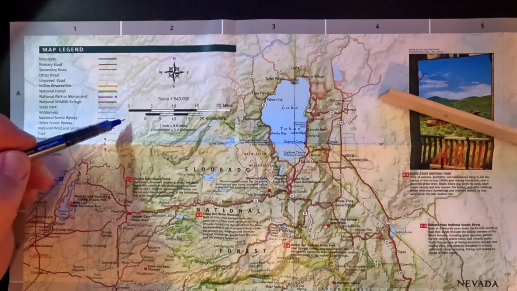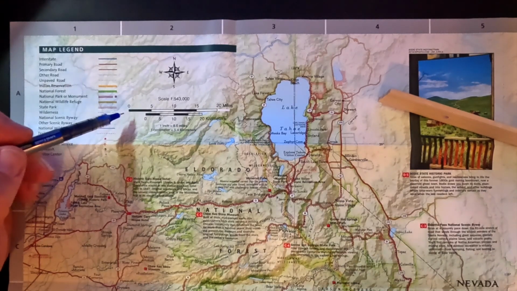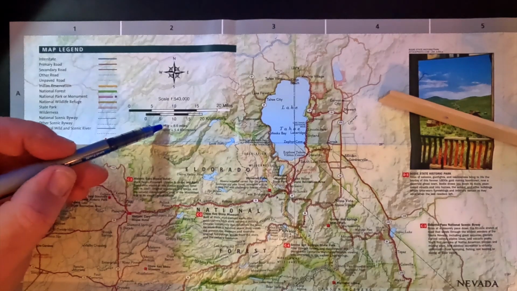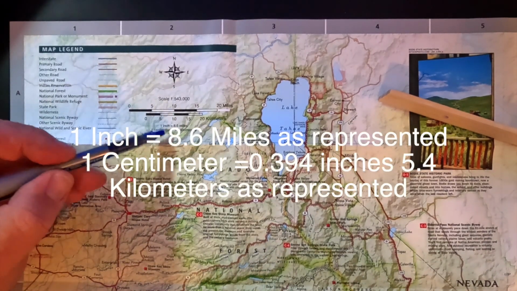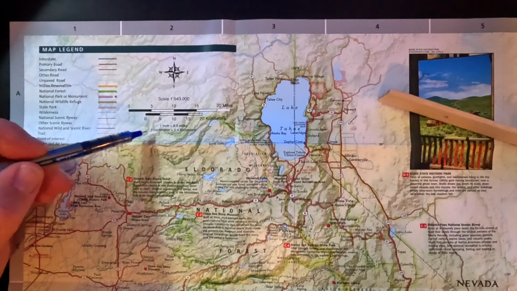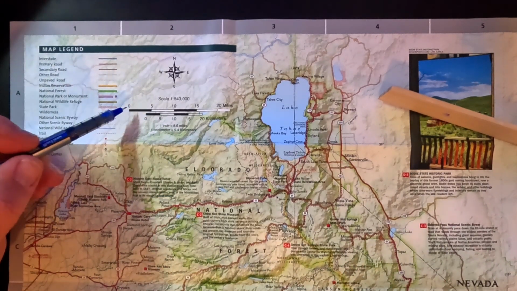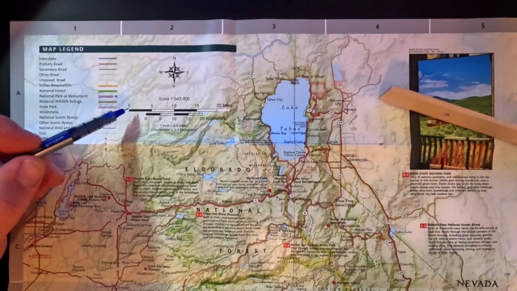Now, when we talk scaling, what we're talking about is representing smaller distances to show large distances. For example, on this map, 1 inch, it says it right here, equals 8.6 miles, or 1 centimeter equals 5.4 kilometers, however you choose to measure it. The reason they use this is, obviously, you can't measure 5,280 feet, which is an actual mile, on a map, so they scale it down.